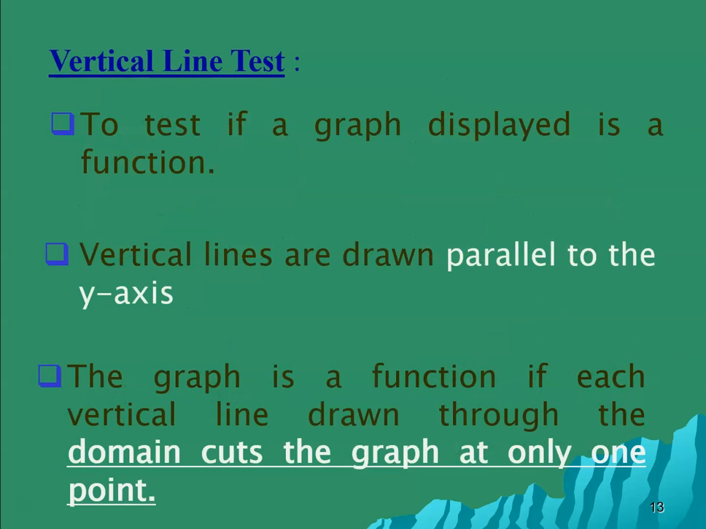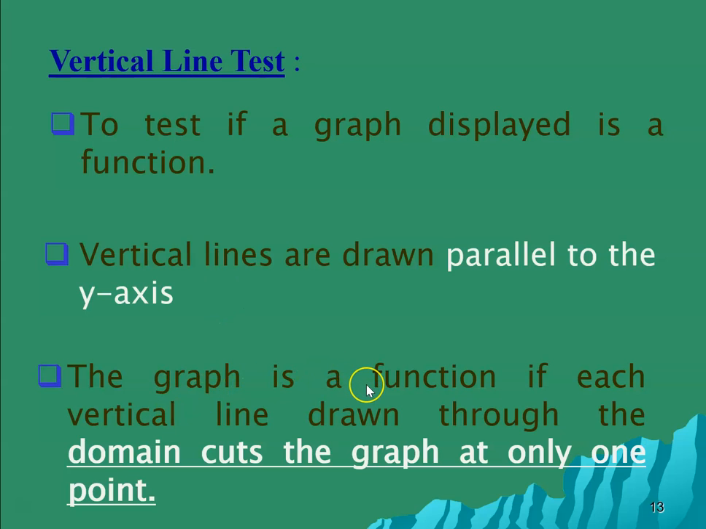And then we have the vertical line test. So what is the vertical line test? Okay, to test if a graph displays a function, we use this vertical line. So kita mau uji whether graph tu adalah fungsi atau tidak. And then these vertical lines are drawn parallel to the y-axis. Okay, this line dilukis secara menegak, sama macam y-axis.